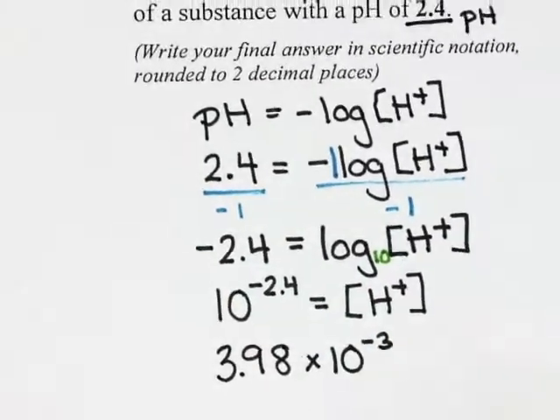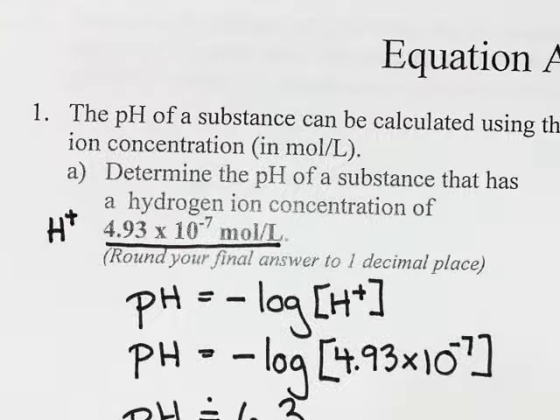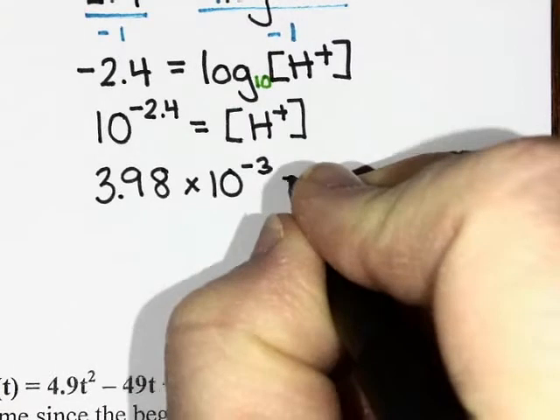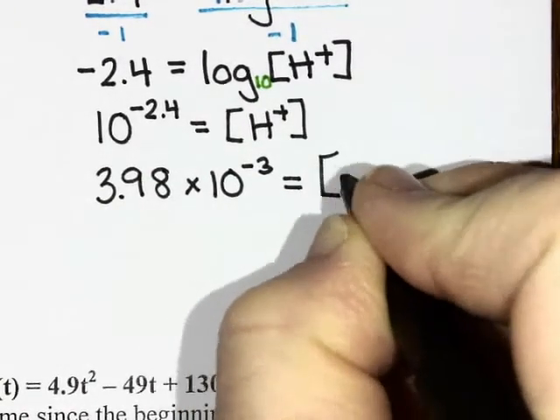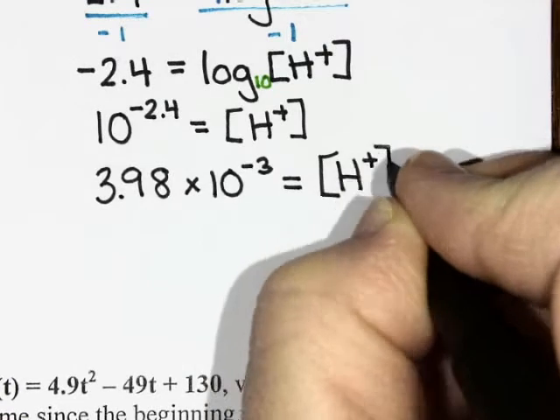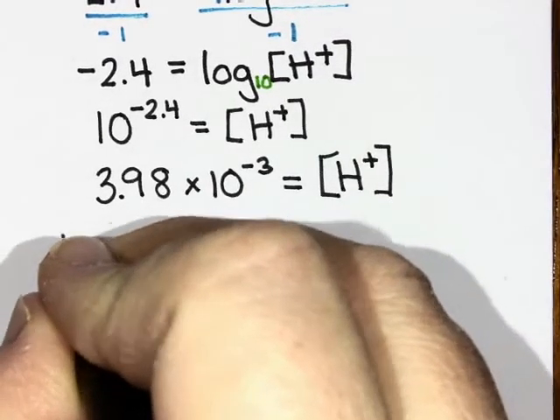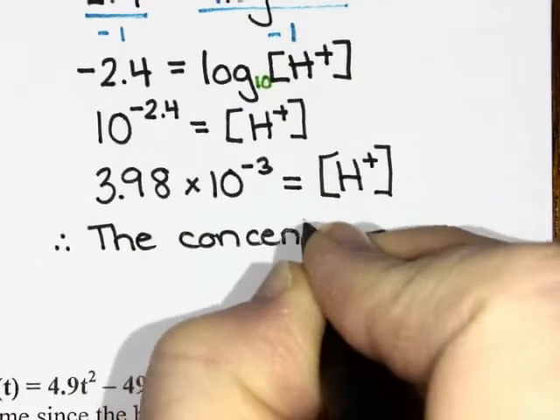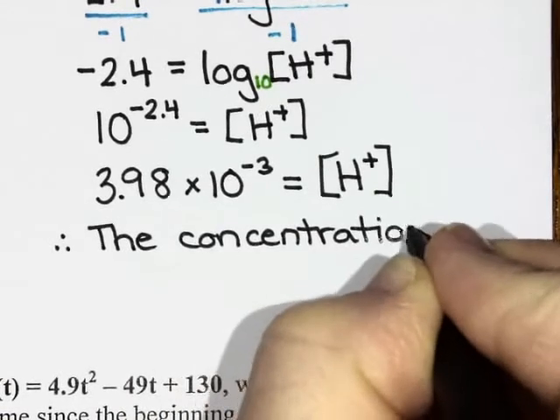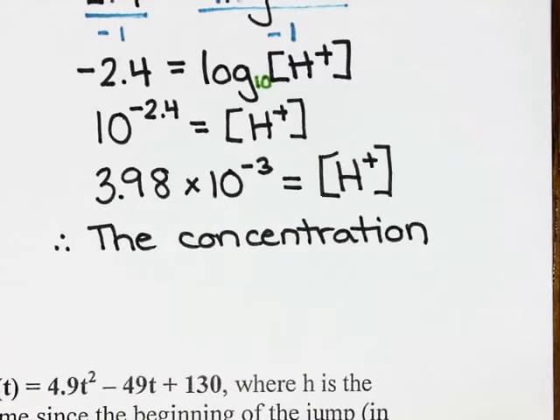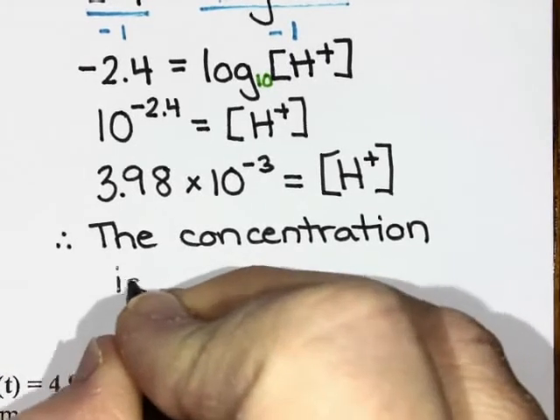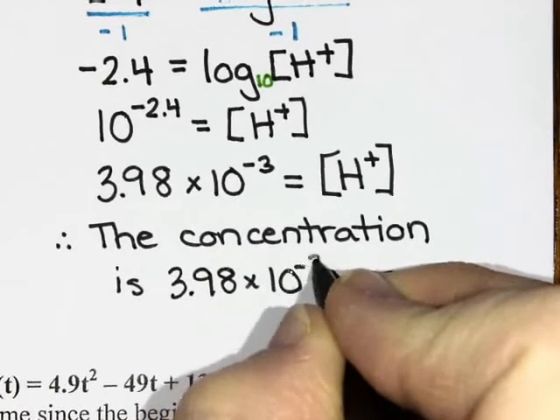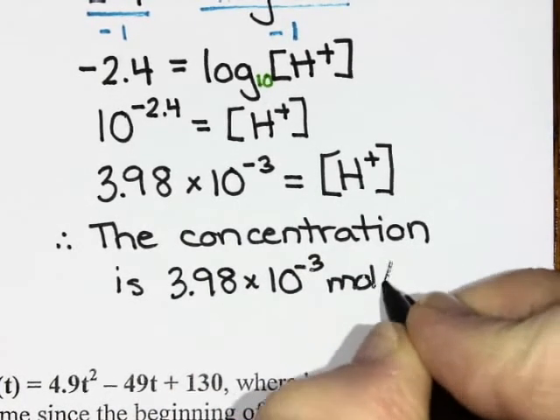Now, it did say in the question that concentration in this case is measured in moles per liter. So this is going to be in moles per liter. You don't have to write the moles per liter on your calculation. You just need to write it in your final sentence. So I'm going to say, therefore, the concentration is, I guess I could have said hydrogen ion concentration. I'm happy with just concentration. So is 3.98 times 10 to the -3 moles per liter.